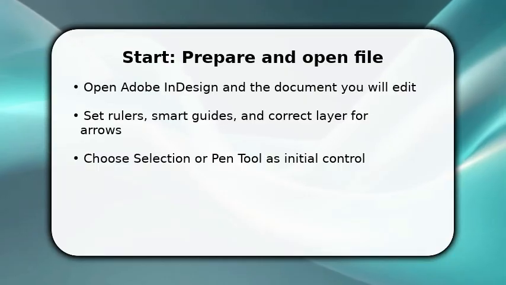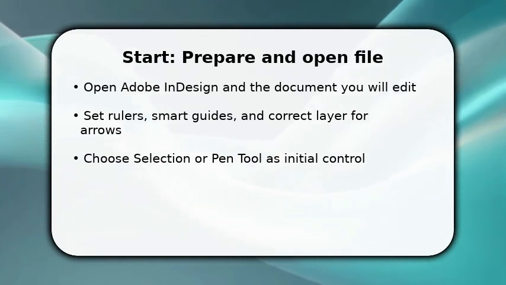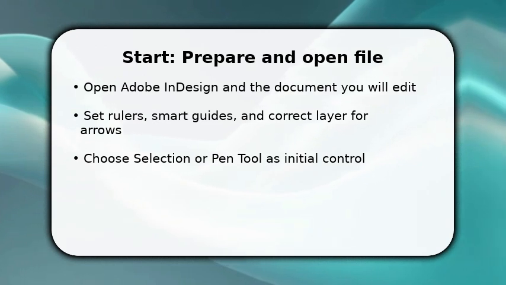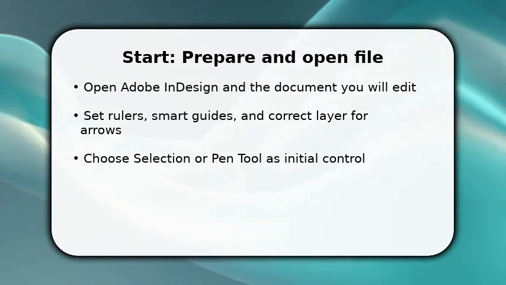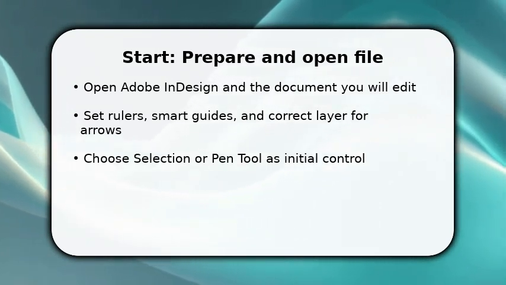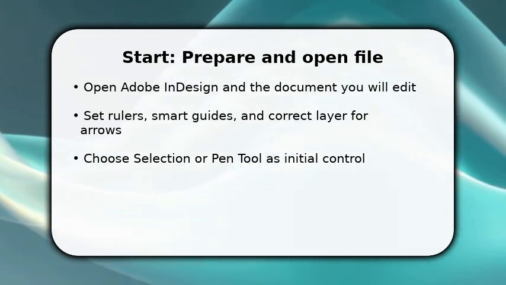You start by opening your InDesign file and making sure rulers and smart guides are on. This keeps alignment exact. Next, create or select a dedicated layer for annotation so arrows don't interfere with artwork. Use the pen tool for custom paths or the line tool for straight segments. You choose depending on whether you need curves.